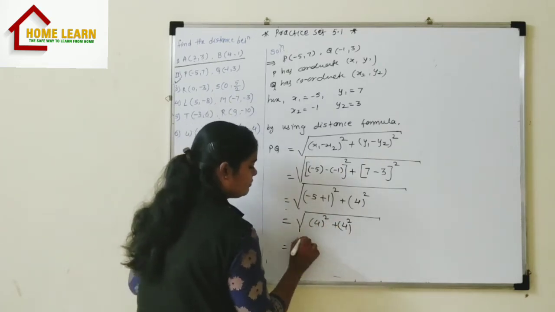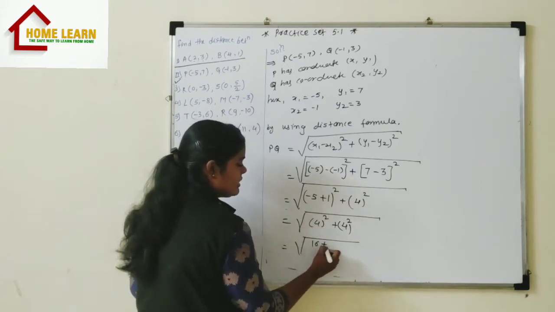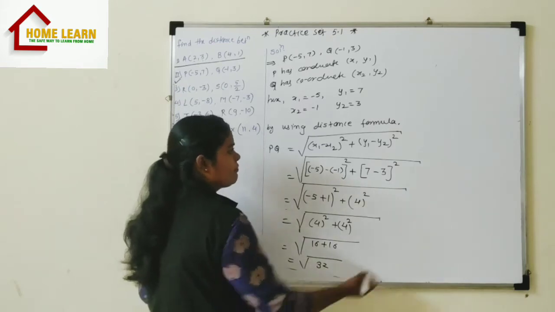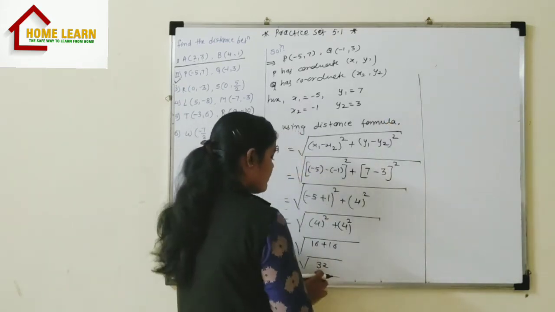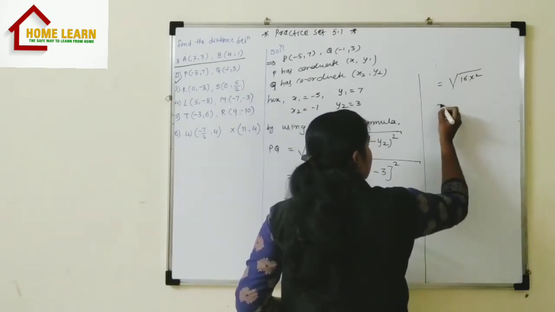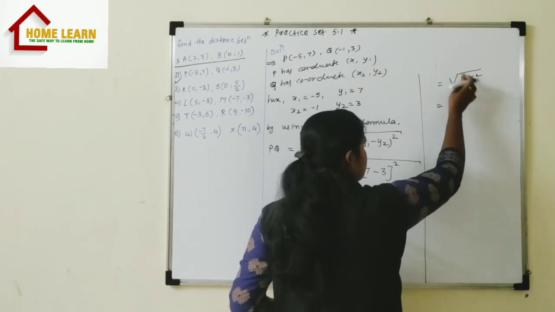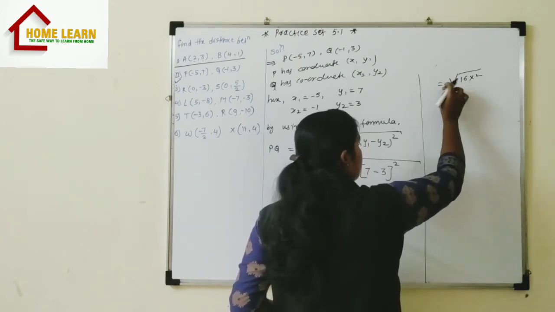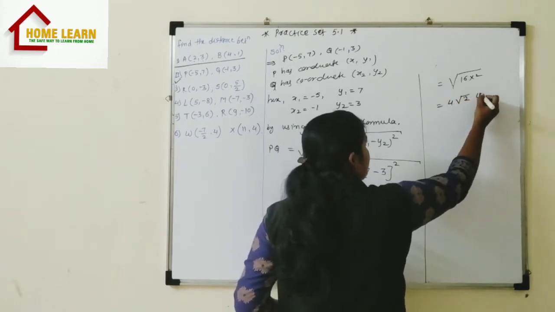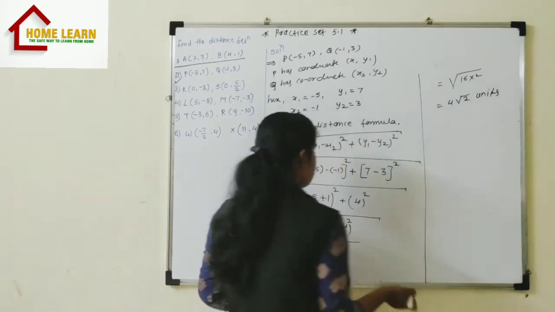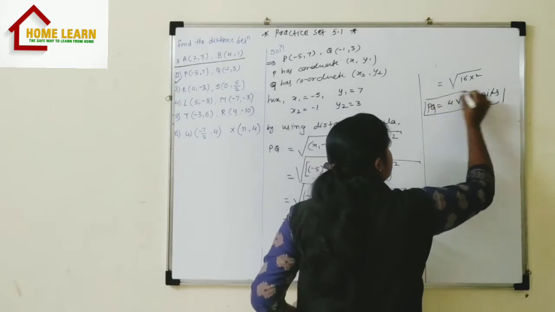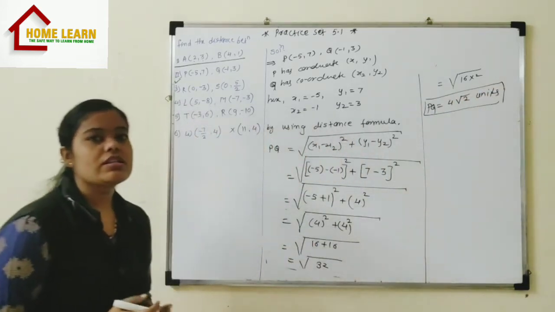You will get 16 plus 16, that is 32. After simplifying, you get 16 multiplied by 2, and if we take the 16 outside by taking its square root, you will get 4 root 2 units. Hence the distance between points P and Q is 4 root 2 units. This is the solution for the second.